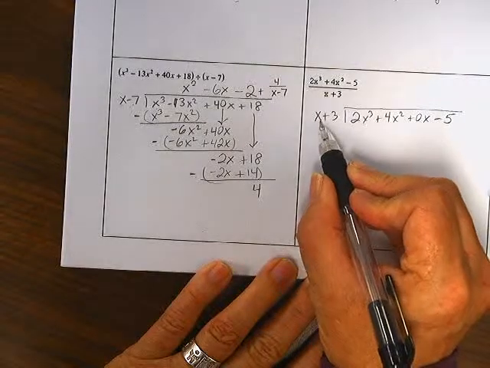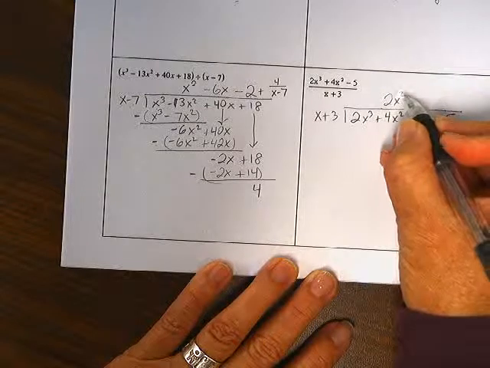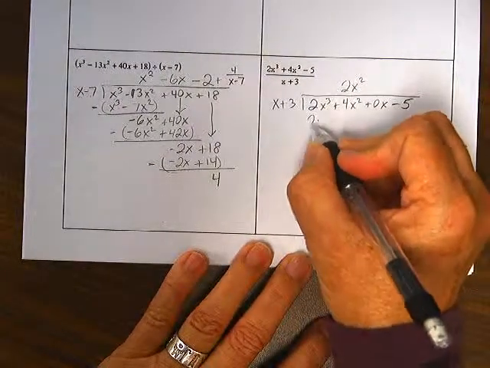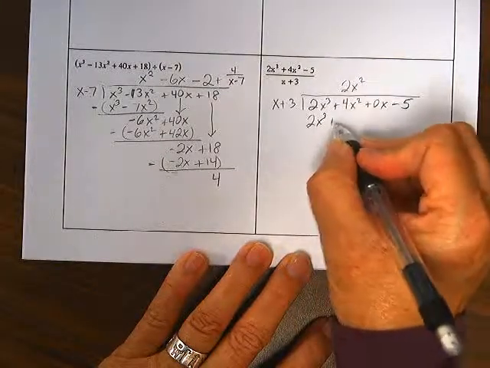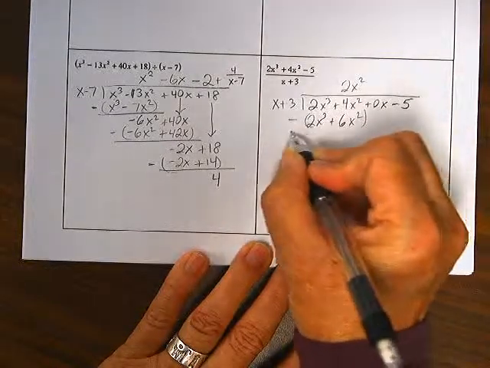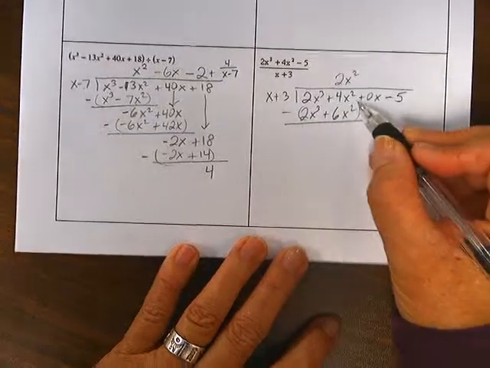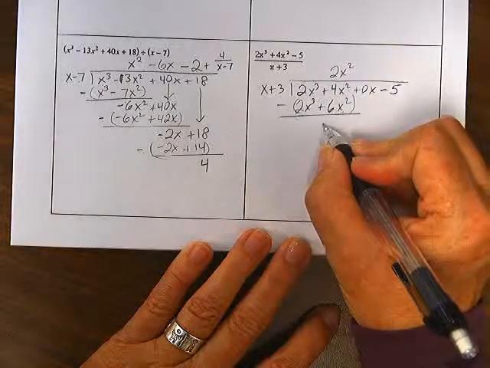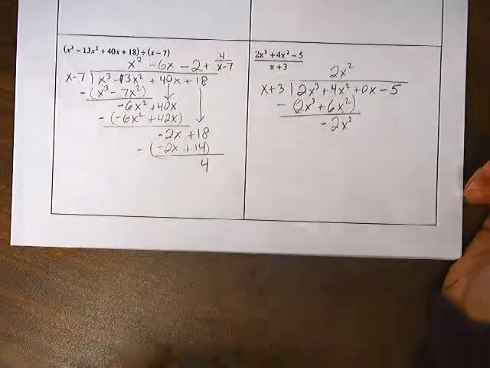So now we want to say, how many times does x go into 2x cubed? And it goes in 2x squared times. So 2x squared times x gives us 2x cubed. 2x squared times 3 gives us a positive 6x squared. And we want to subtract that. X cubed terms disappear, or cancel. And we have 4x squared minus 6x squared. That will result in a negative 2x squared.